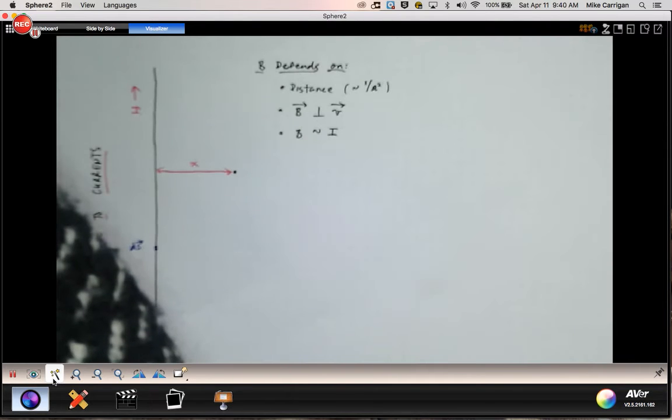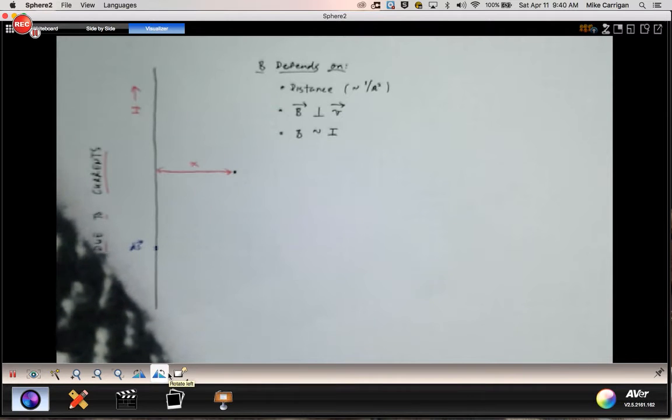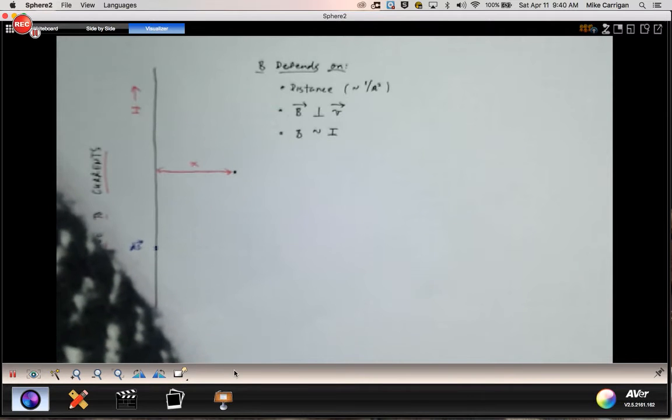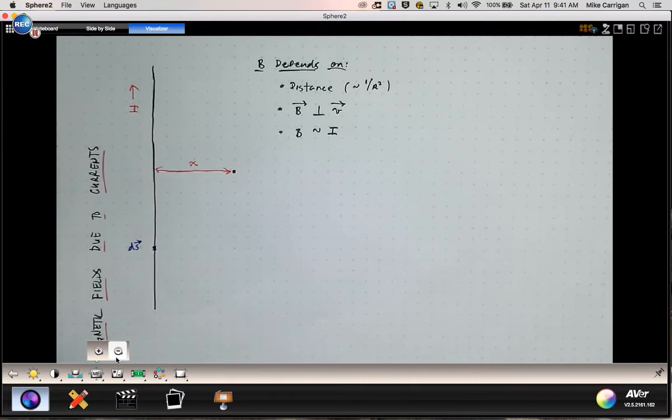I'm going to see if I can't focus this a little bit better. Bear with me here as I figure this out, because that doesn't seem particularly focused. Ah, that looks better, doesn't it? Okay, let's stick with that.